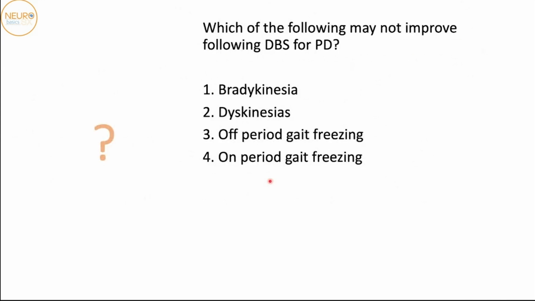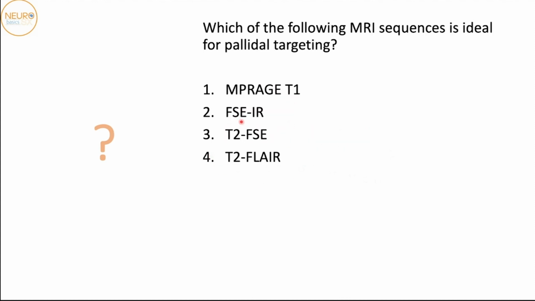Right, so a few questions about this section. Which of the following may not improve following DBS for PD? Bradykinesia, dyskinesia, off-period gait freezing, or on-period gait freezing? Yes, so on-period gait freezing will not improve following DBS for PD. The other three will improve following DBS for PD.